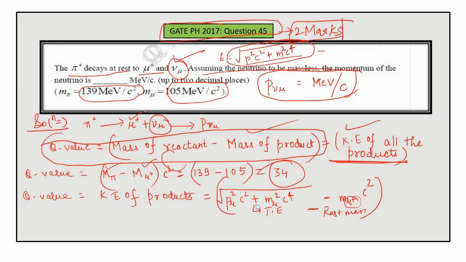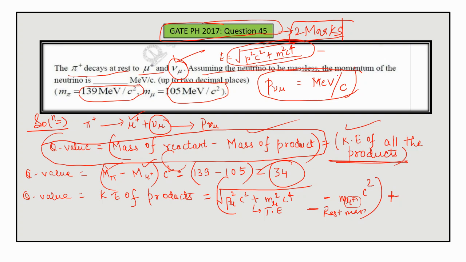So I will write. This is the general expression for Q value. It will be mass of reactant minus mass of product, and in terms of kinetic energy, it will be equal to the kinetic energy of all the products, not the reactant. Reactant won't count in Q value. So here, the next is the kinetic energy of this muon. So what will be the kinetic energy of the muon?